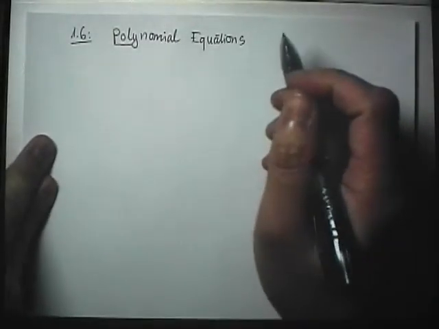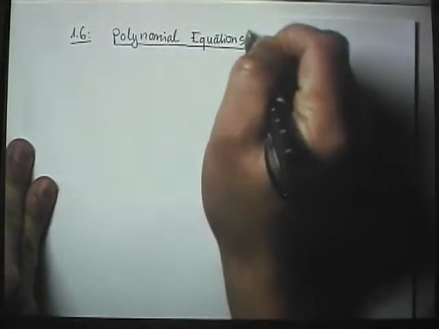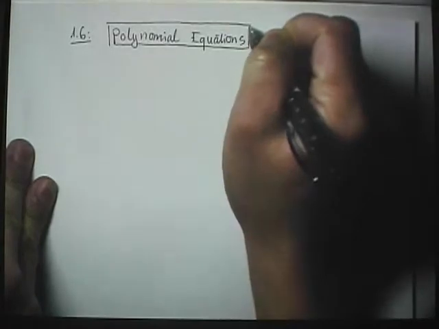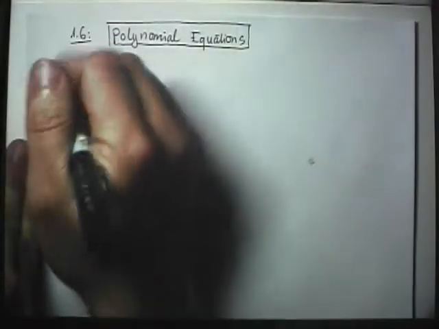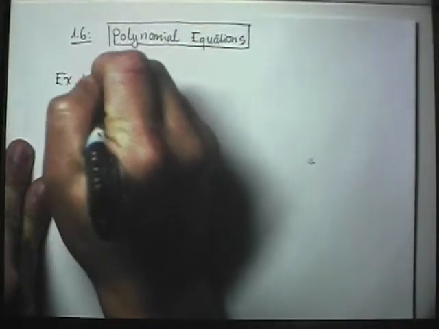Okay, so we now learn how to solve polynomial equations. That would be one of the topics discussed in section 1.6 in class. So, more examples of how we can do polynomial equations. Example number 1 for today.